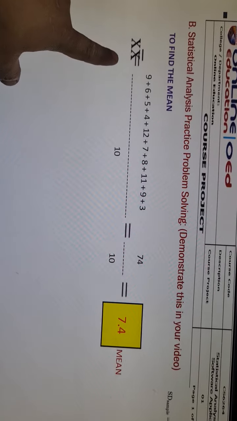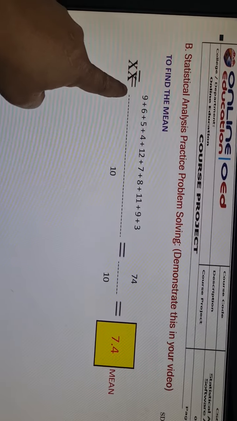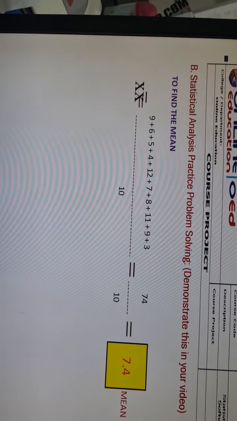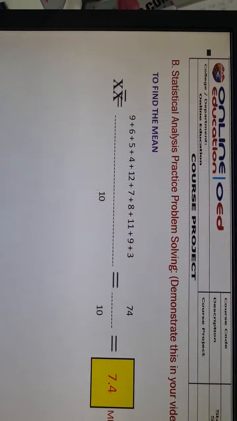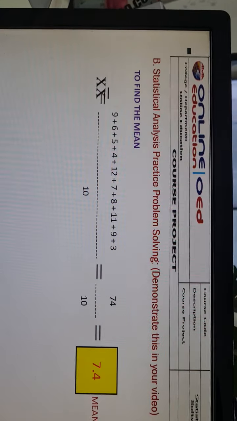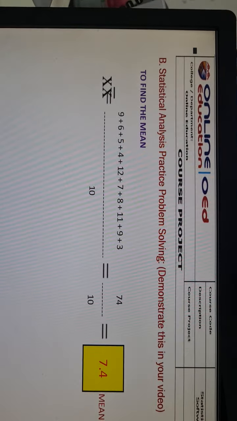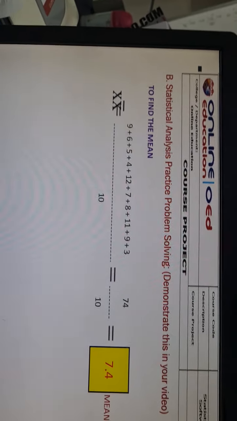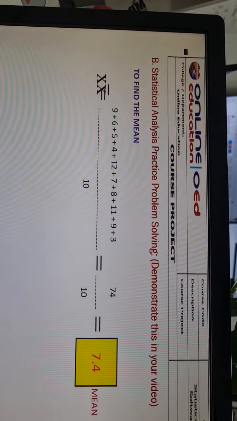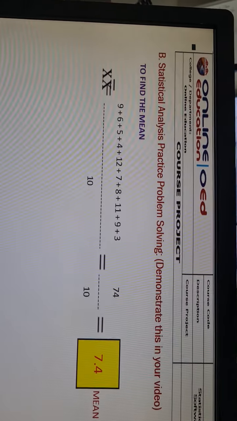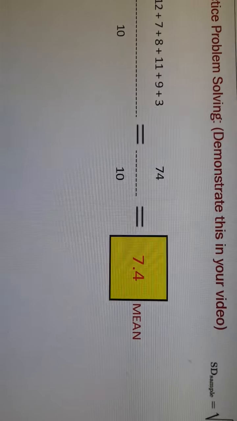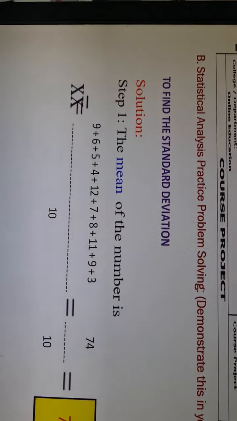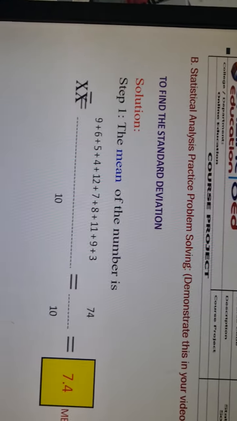To find the mean, the formula is that we add all the lengths of the carrots: 9 plus 6 plus 5 plus 4 plus 12 plus 7 plus 8 plus 11 plus 9 plus 3. That's from the 10 carrots that we have. So it is a total of 74 over 10, and the mean is 7.4. Now, to find the standard deviation, we have 5 steps.